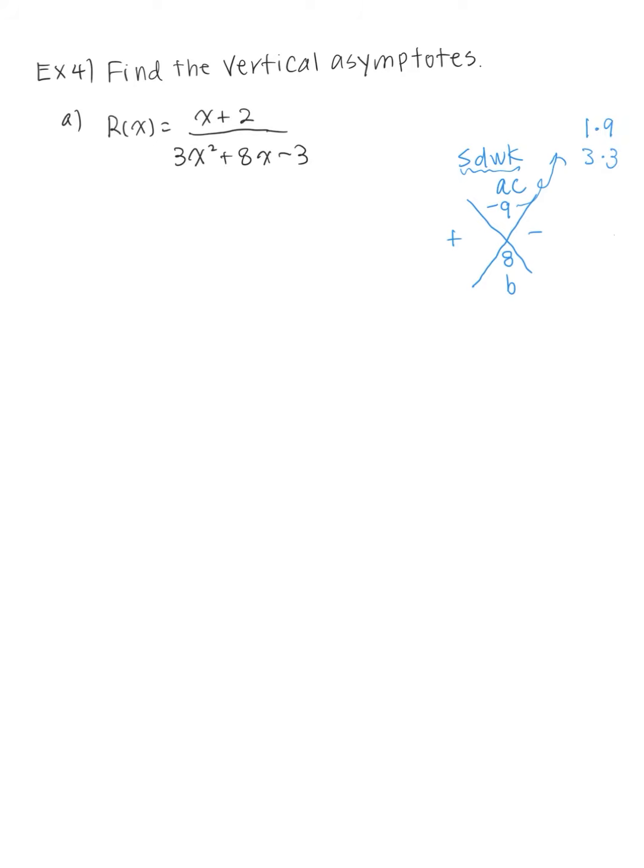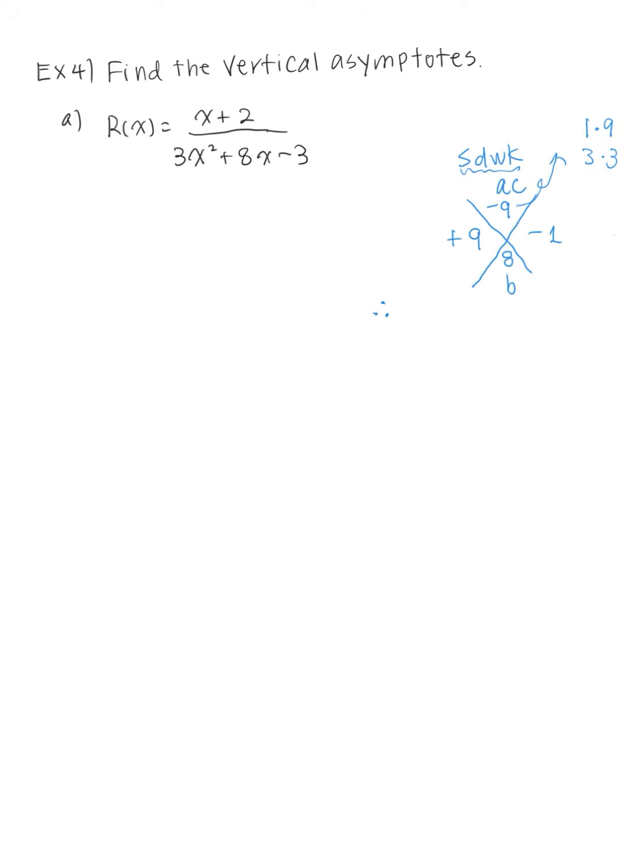So here, if you're going to use this method, we're going to have +9 and then -1. Now, again, these two side numbers that we just came up with are the decomposition of the middle term.